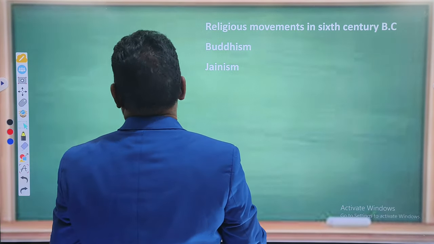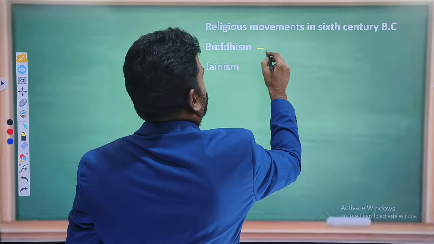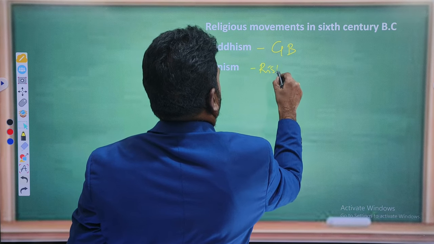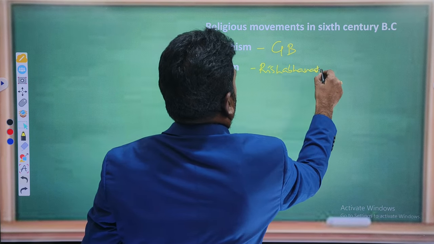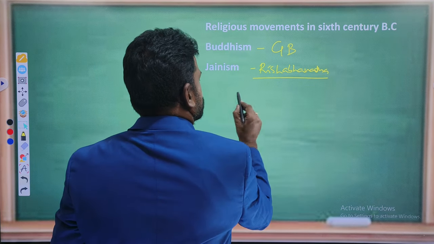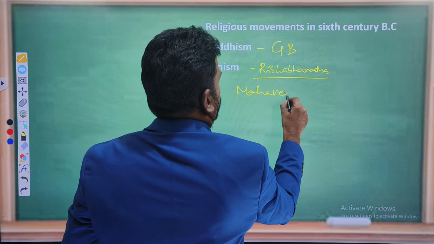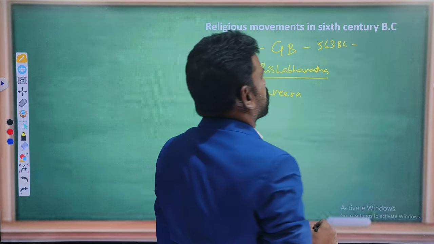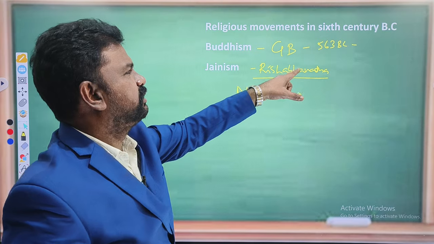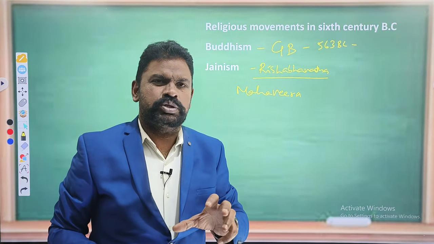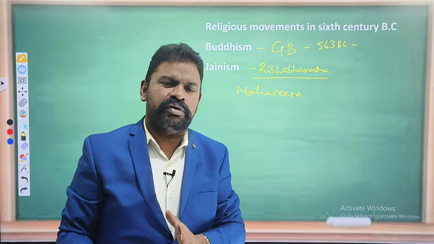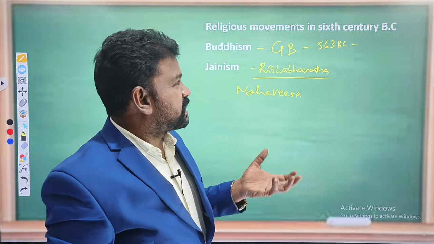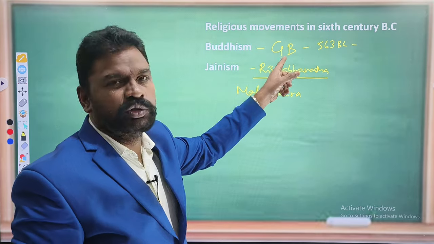Based on this karma theory and moksha, Buddhism was founded by Gautama Buddha. Jainism was founded by Rishabhanada, the first founder of Jainism. In a later period, Jainism was developed by Vardhamana Mahavira. Gautama Buddha was born in 563 BC at Kapilavastu in Lumbini Park. His father was Suddhodana, mother Mayadevi. Mayadevi died after he was born, and he was brought up by his aunt Prajapati Gautama. That's why he was called Gautama Buddha.